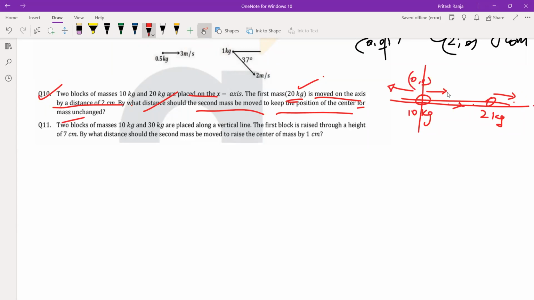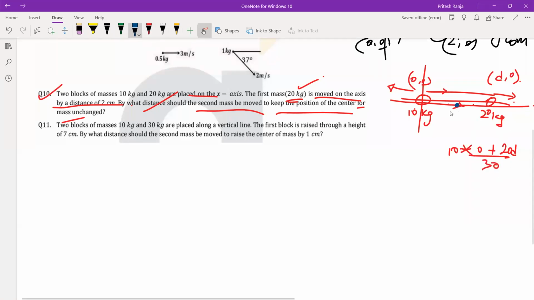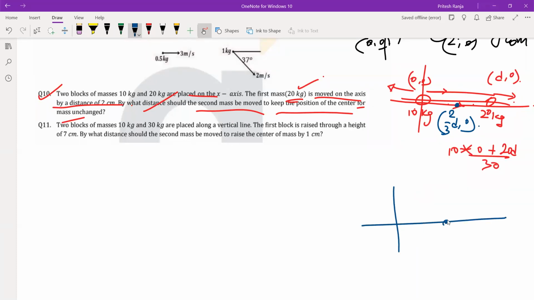So let us say the distance is d. What will its coordinate be? d is 0. Now the center of mass: 10 into 0 plus 20 into d, that's 20d divided by 30. So the center of mass coordinate is 2d by 3, 0. Right? According to this, where is our center of mass? 2d by 3, 0, and this mass of 10 kg is here.